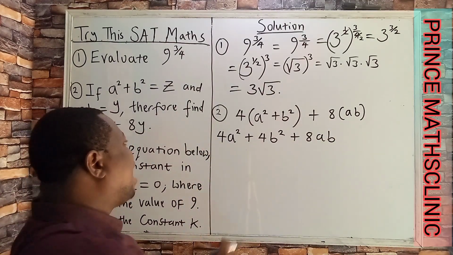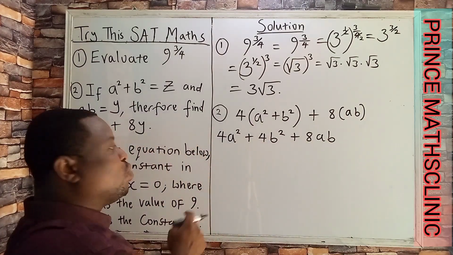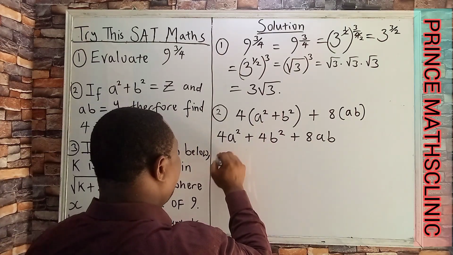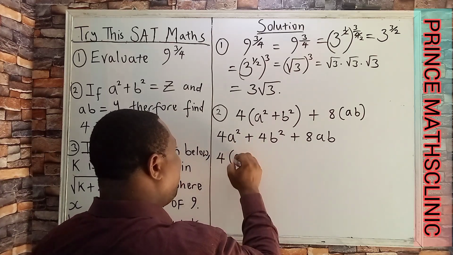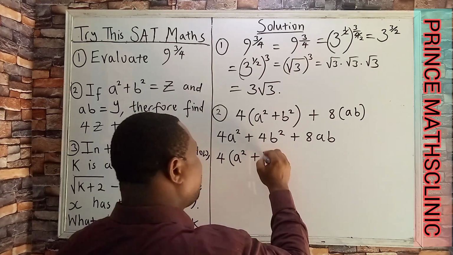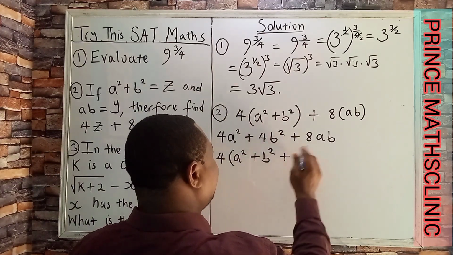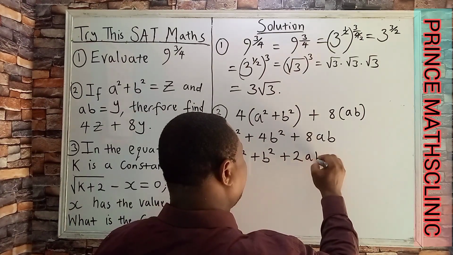Now, I notice that 4 can go here, here, and here. So I'll factor out 4. Then what do I have left? 4a squared divided by 4, I will have a squared. 4b squared divided by 4, I'm going to have b squared. Then 8ab divided by 4, I'm going to have 2ab.